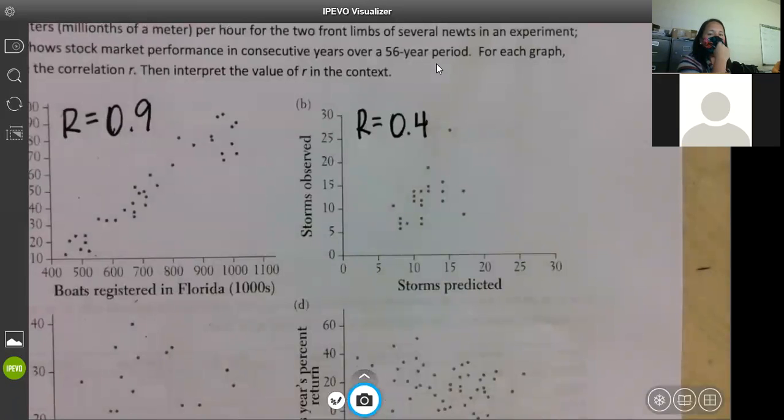Interpret it in context of the problem. The storms predicted, there's a moderate... Just do weak. There is a positive weak correlation between storms predicted and the storms observed. Yep. All right, what about this one?